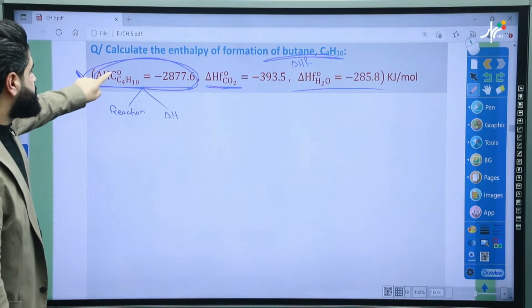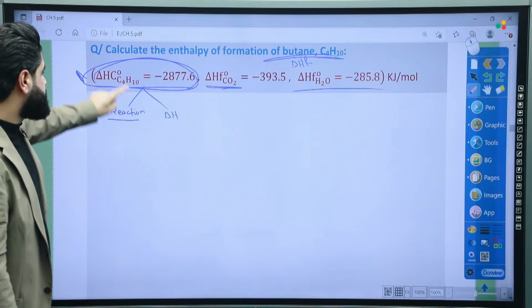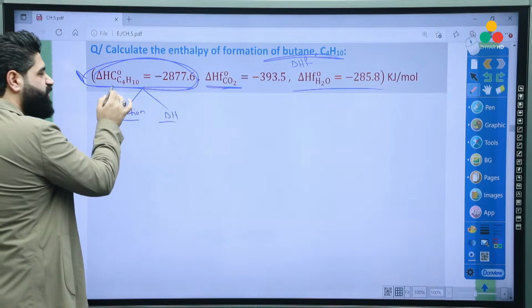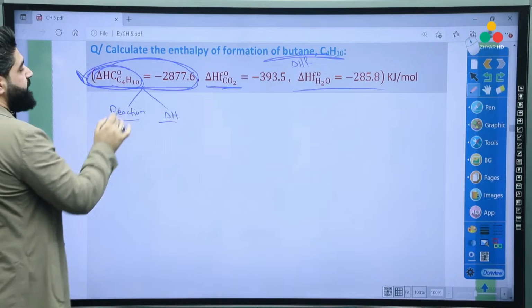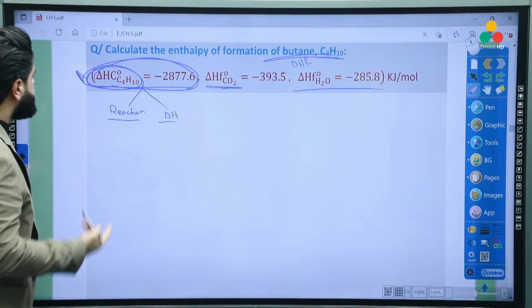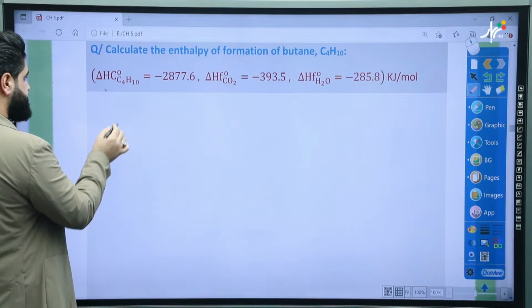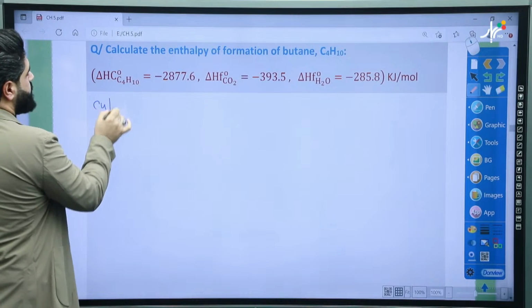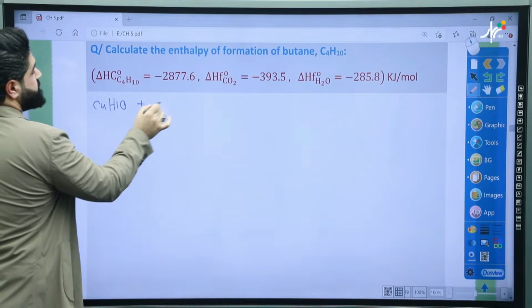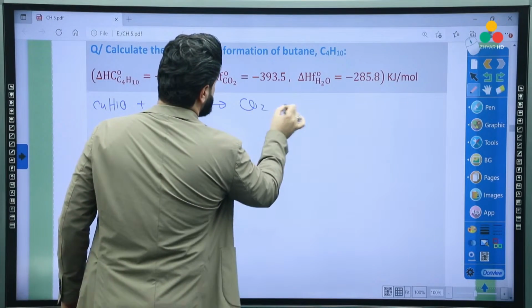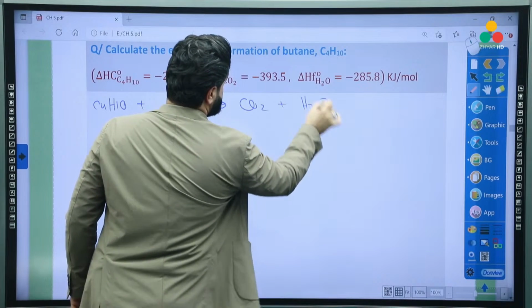Okay, it will be used to write the reaction to get the value of delta H. So we have to write the combustion for butane, because its delta HC is given. So the combustion of butane is like this: C4H10 plus O2 equals CO2 plus H2O.